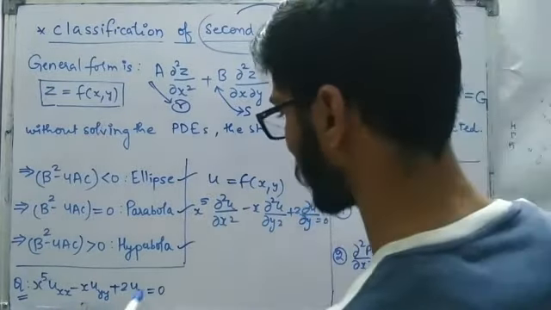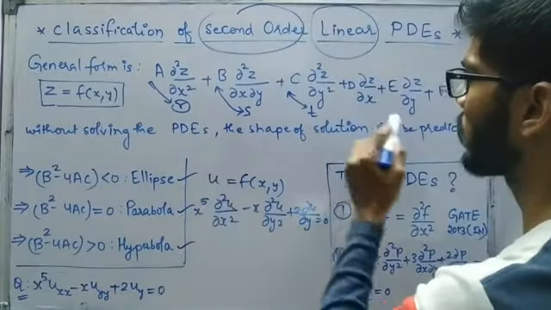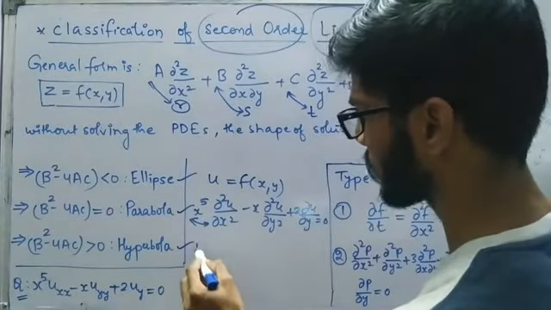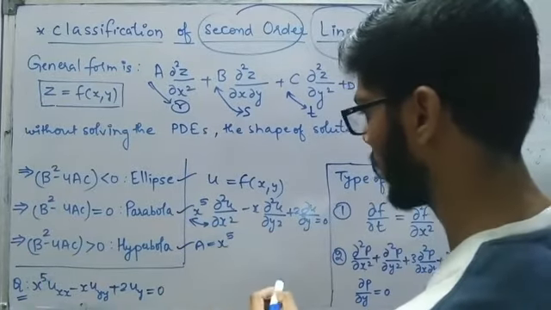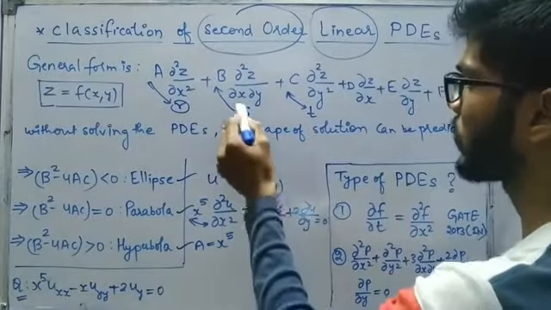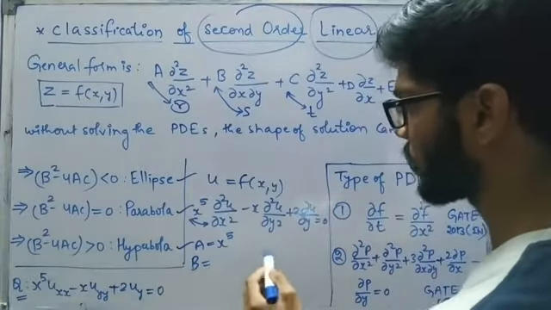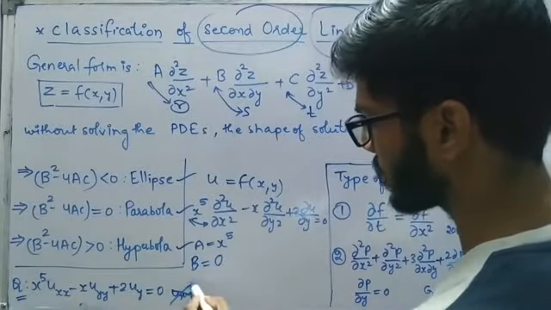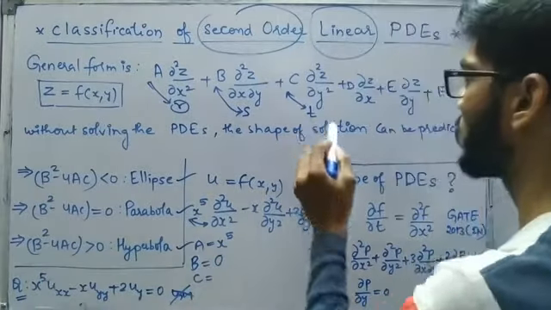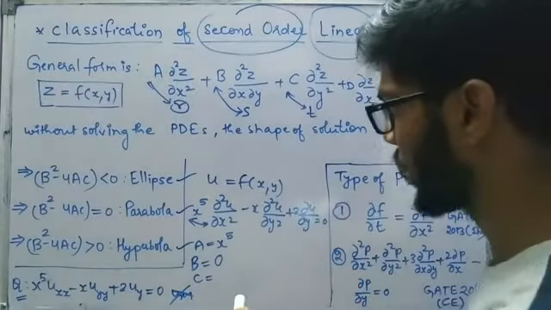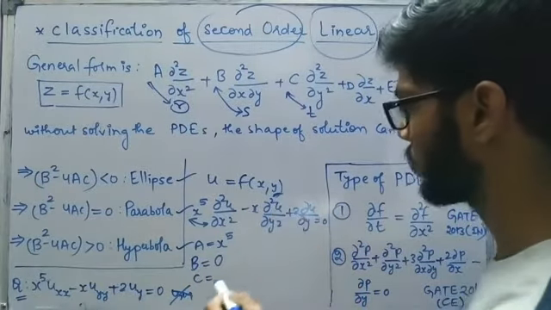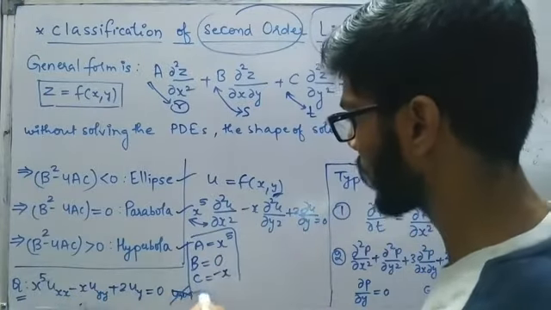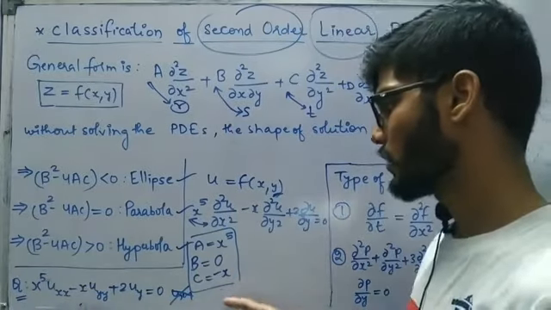By comparing with our general form, the multiplication of ∂²u/∂x² is nothing but a. So a is x⁵, and the multiplication of ∂²u/∂x∂y is going to be b, but we don't have any u_xy term, so b is equal to 0. And c is nothing but the multiplication of ∂²u/∂y², so we take the multiplication of u_yy, which is nothing but minus x. So we have the values of a, b and c as x⁵, 0 and minus x.